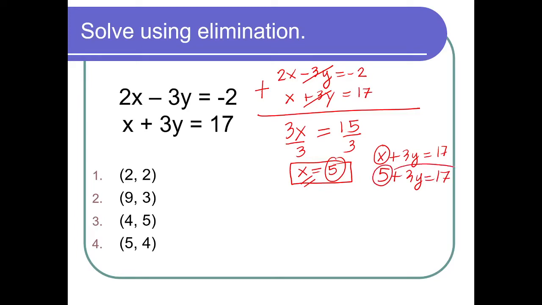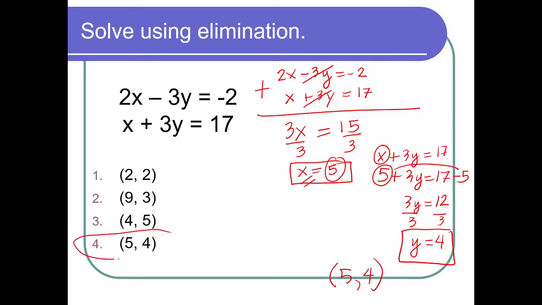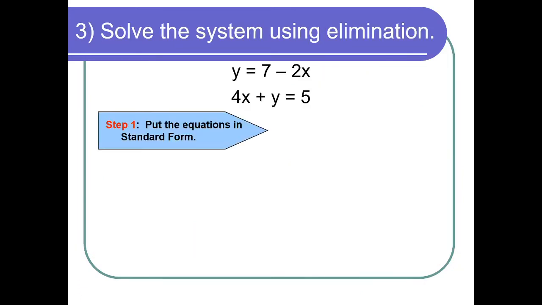Transpose this to the other side, that becomes minus 5. 3y equals 12. Dividing both sides by 3, how much is y? So what's our solution set? (5, 4). So what letter is that? Number? Okay. Or are there any questions, by the way? Okay. Let's have another example.